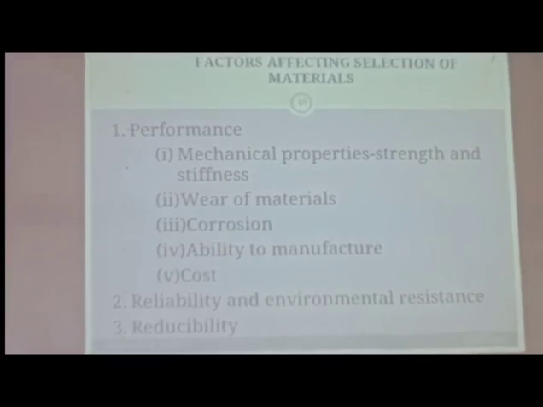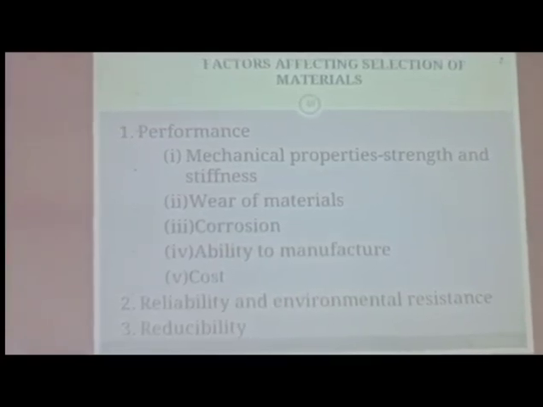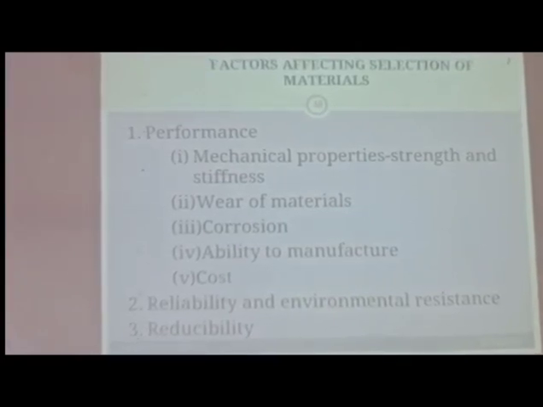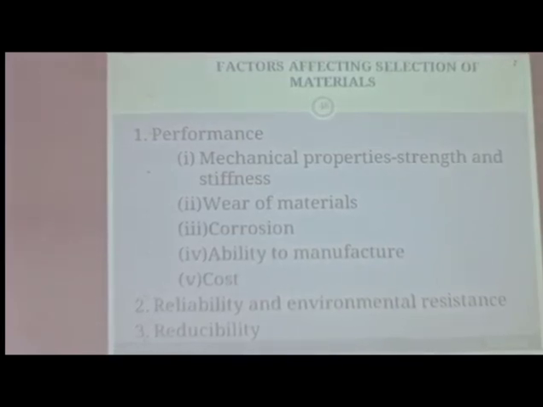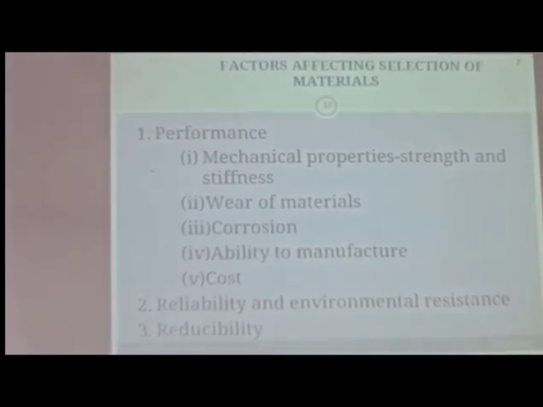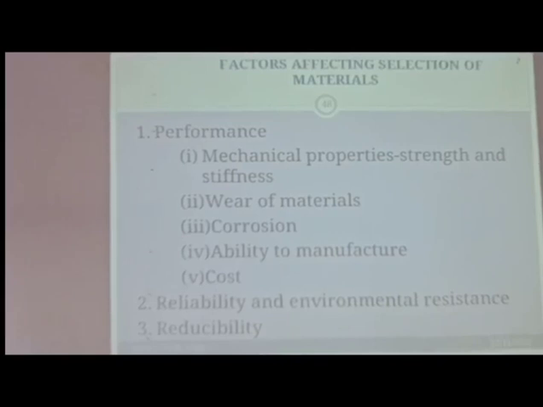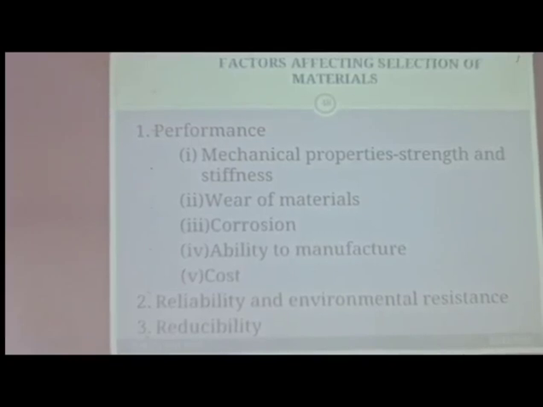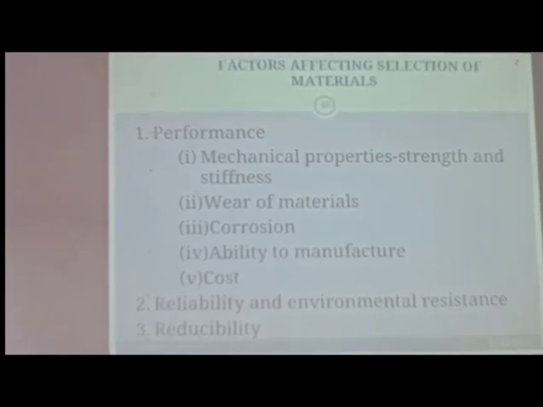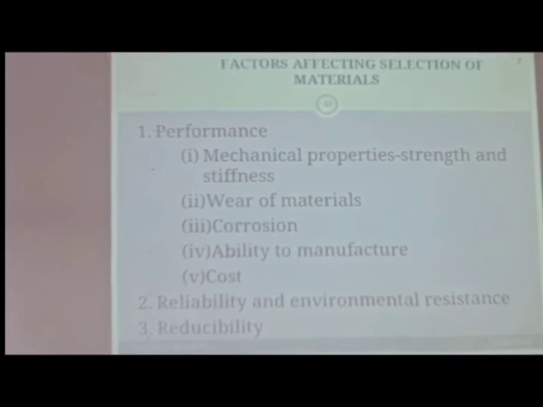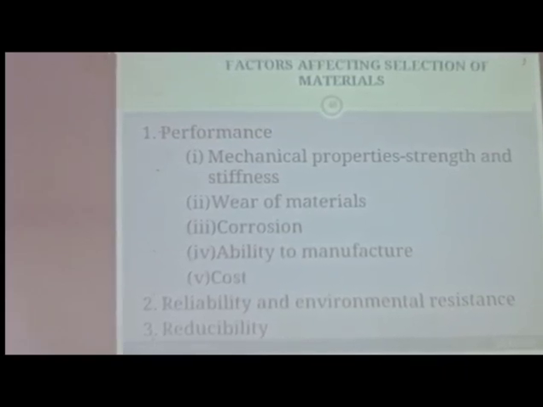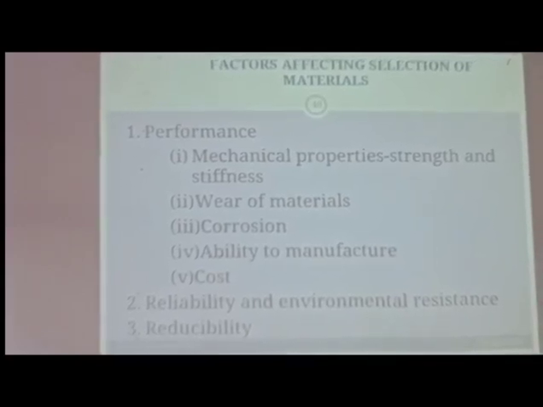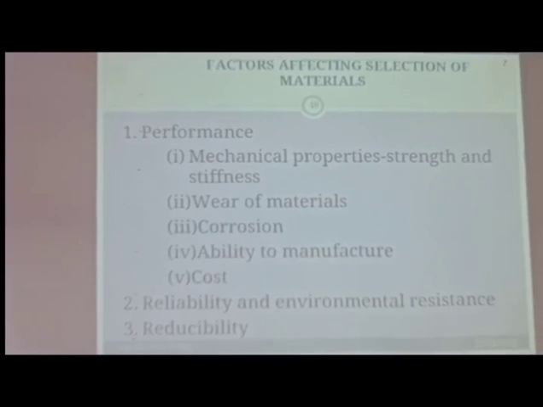Of course, you know the meaning of performance. If the performance is not satisfied for the particular product, then it definitely affects the selection of material. What are the performance factors to be included? Mechanical properties like strength and stiffness, wear of materials, corrosion, and effective manufacturing cost. If any one of the properties fails, it won't give the best performance. The second one is reliability and amount of resistance.